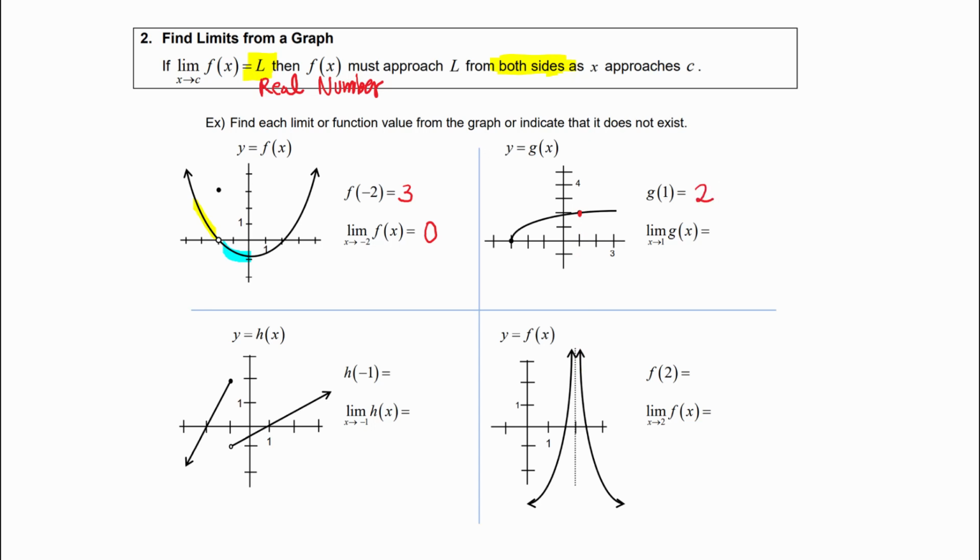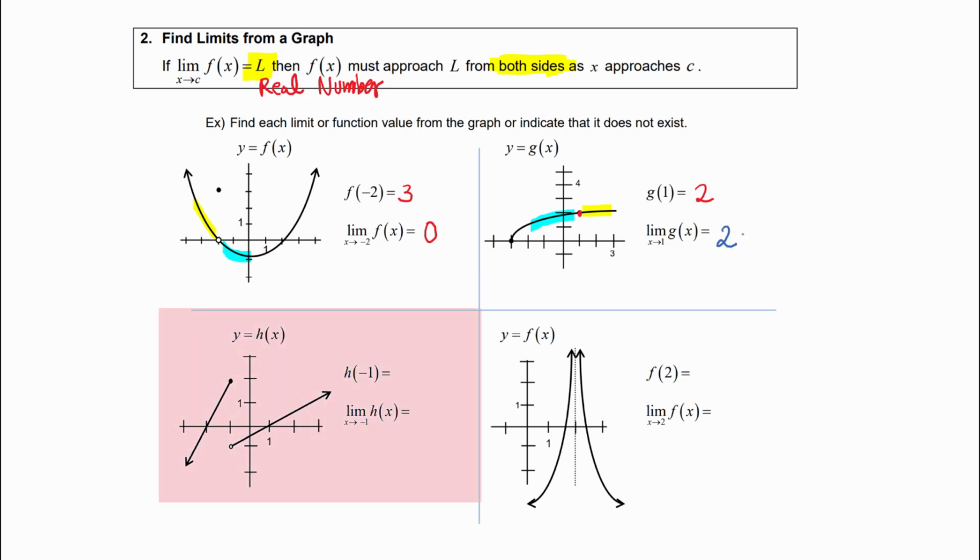How about the limit? As x approaches 1 from the left, your function is approaching this value, the red dot, which is y value 2. As x approaches 1 from the right, your function is trying to reach this red dot again, which is y value 2. So in this case, the limit does exist again, and the limit is 2.